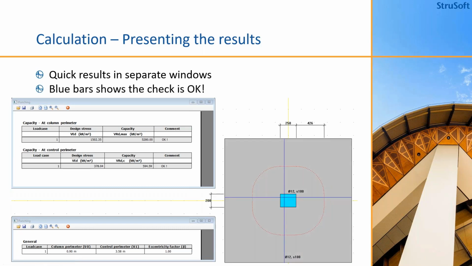If the calculation is okay, then the red bars will turn blue, basically just give an indication that this is okay. If the bars are still red after the calculation, more bent down bars or the links might be needed. So an extra shear reinforcement might be needed there.